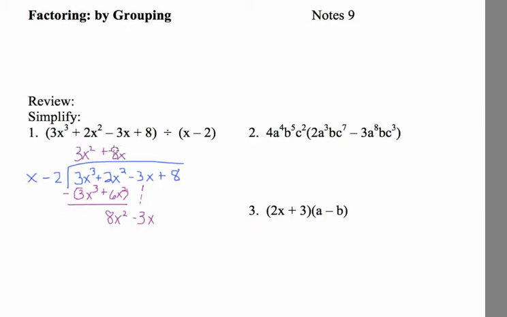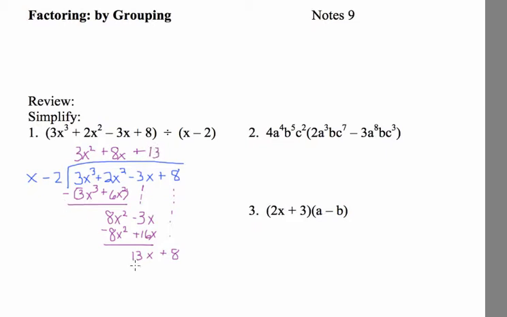And then distribute the 8x with this. So 8x squared minus 16x. And then subtract. So I get 13x. Bring down the plus 8. So x times what makes 13x? So plus 13.